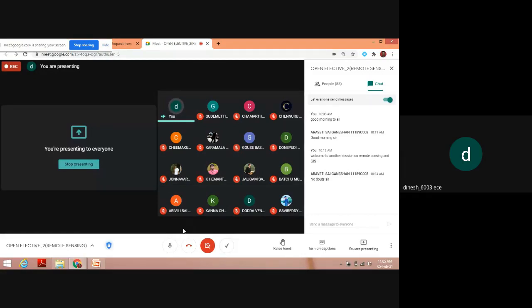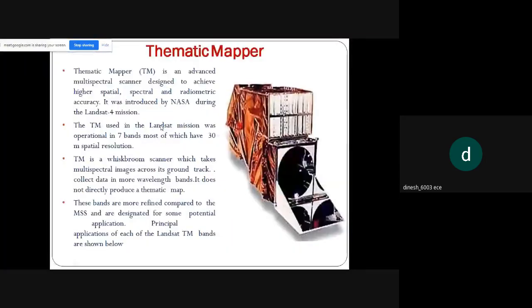Since I couldn't find any queries in the chat box, I further move on to the thematic mapper. The thematic mapper is an advanced multispectral scanner which is designed to achieve high spectral, spatial, and radiometric accuracies. This was introduced by NASA during the Landsat 4 mission. So this Landsat mission was operating on a 7-band structure. 7 bands were being used rather than the 4 bands earlier. So these bands provided a 30-meter spatial resolution.